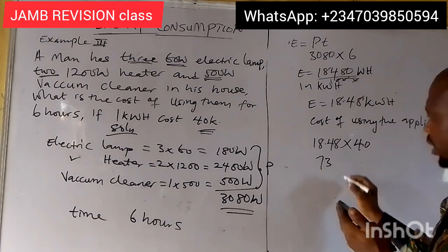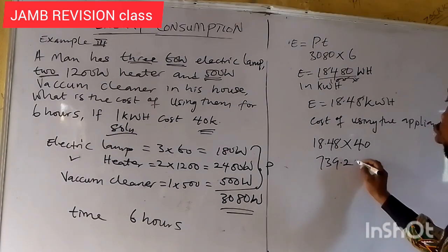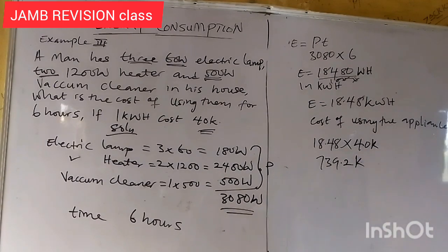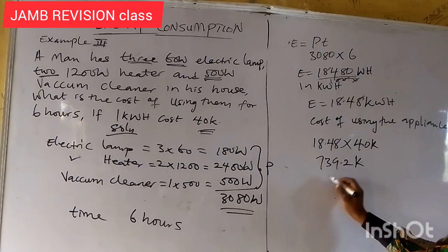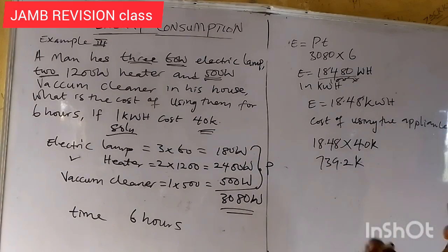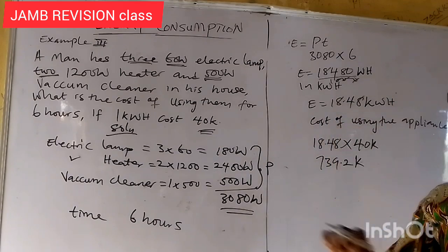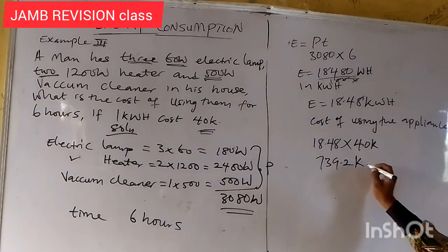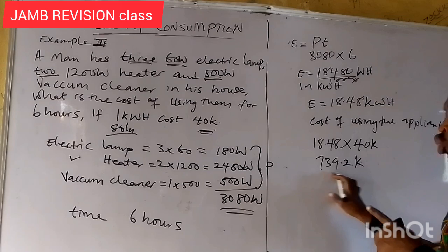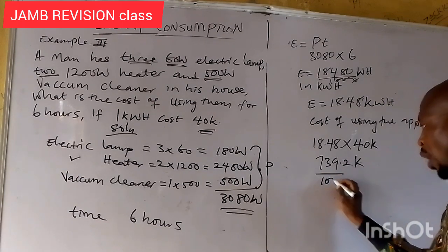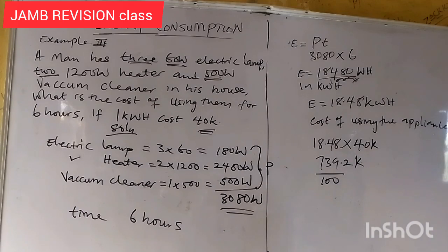Will give us 739.2 kobo. Remember, this one is in kobo, so it must be in kobo. Now, remember this is for your exam, please, before you solve, take a look at the answer options. If the answer options are in kobo, please choose kobo. But if it is in naira, please, we now have to divide this by 100. Remember, 100 kobo is equal to 1 naira.